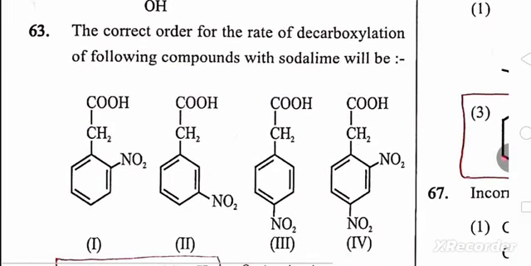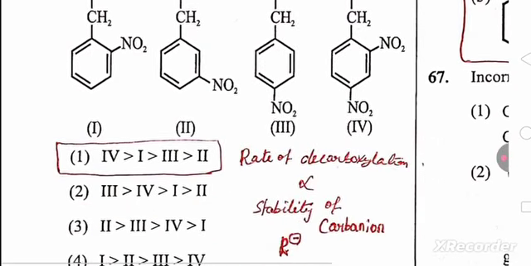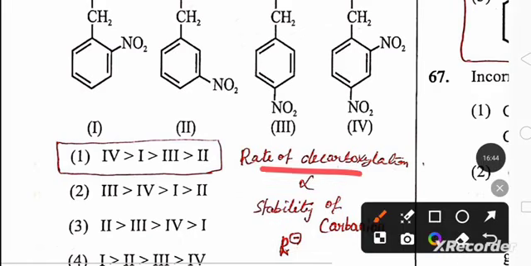Now the next question is the correct order for the rate of decarboxylation. The correct order for the rate of decarboxylation of the following compounds with soda lime. Again, soda lime leads to decarboxylation. The rate of decarboxylation depends upon the stability of the carbanion. So remember that the rate of decarboxylation is directly proportional to the stability of the carbanion. The carbanion which is highly stable will have a higher rate of decarboxylation.